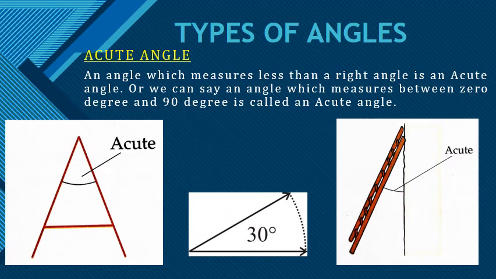In the given picture, you can see the example of acute angle, and in the middle picture, the two arms are making an angle of 30 degree, which is less than 90 degree, and therefore it is an acute angle.